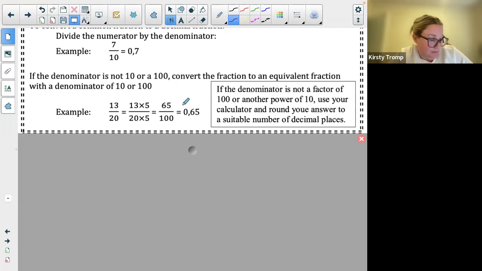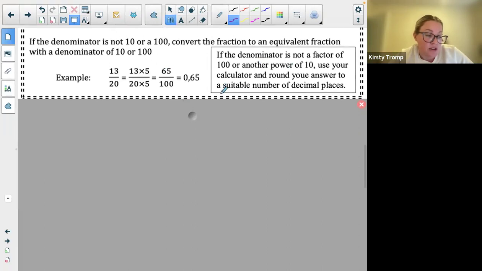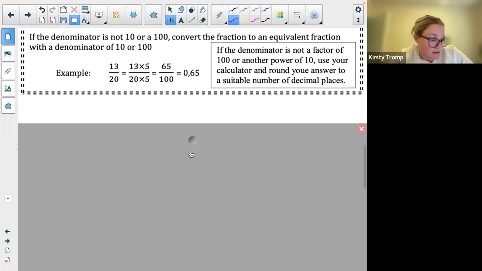If the denominator is not a factor of 100 or another power of 10, use your calculator and round your answer to a suitable number of decimal places.